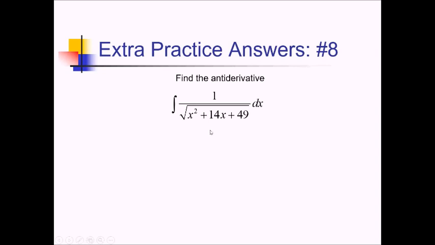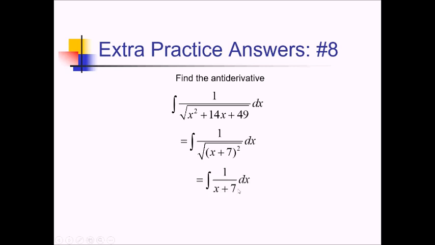For this problem, it's critical to notice that the stuff inside this square root is actually a perfect square trinomial. If you try factoring it, maybe you didn't notice it first, but if you try factoring it, things that multiply to 49 and add up to 14, well, yeah, plus 7 and plus 7. So this is really x plus 7 squared. And that's important because you're squaring inside a square root, so those are going to cancel out. This is then really just 1 over x plus 7.